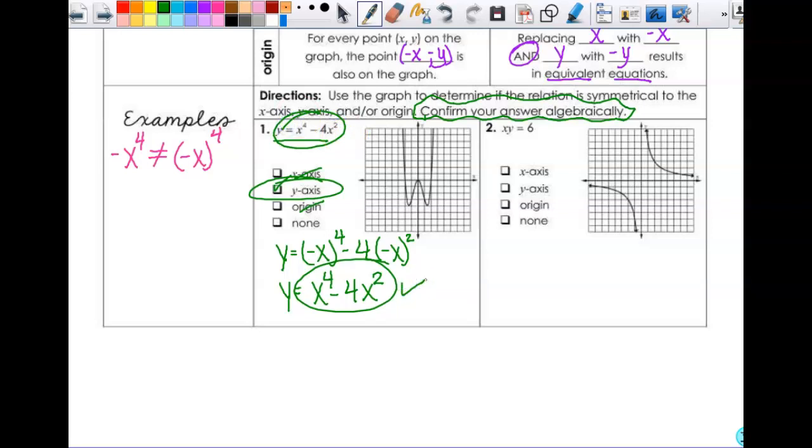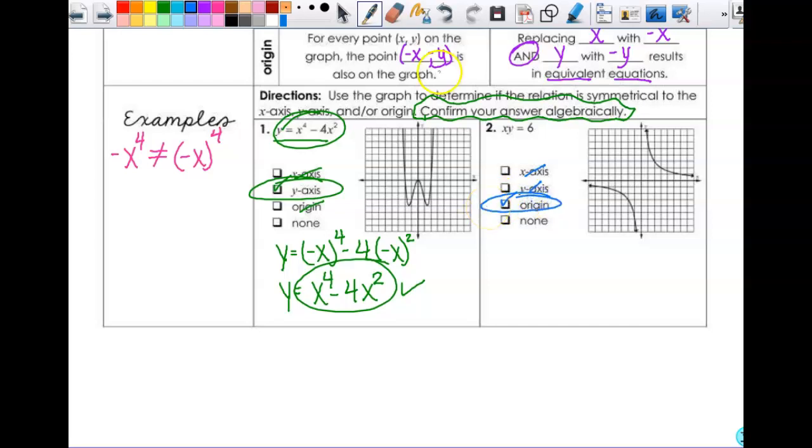Okay. So let's look at number 2. So if I reflect it in the x-axis, not going to look the same. Y-axis, not going to look the same. But if I rotate it 180 degrees, and if you don't have a piece of paper, then you turn your tablet upside down or stand on your head, I don't know. But if I rotate this to this, it's going to look the same, so I believe it has origin symmetry.